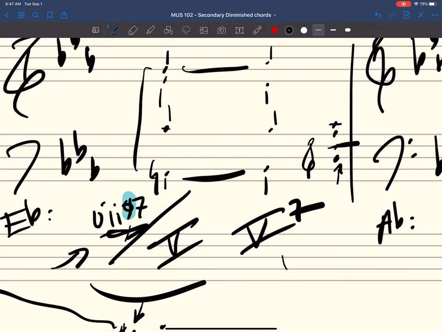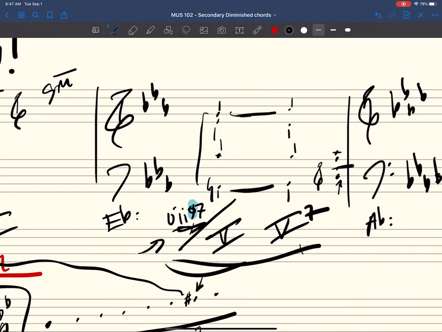You do create this kind of odd parallel seventh thing, which is kind of interesting. It sounds sort of jazzy, kind of like a Debussy sort of thing. But it does theoretically work then. Okay, that's the thought process.